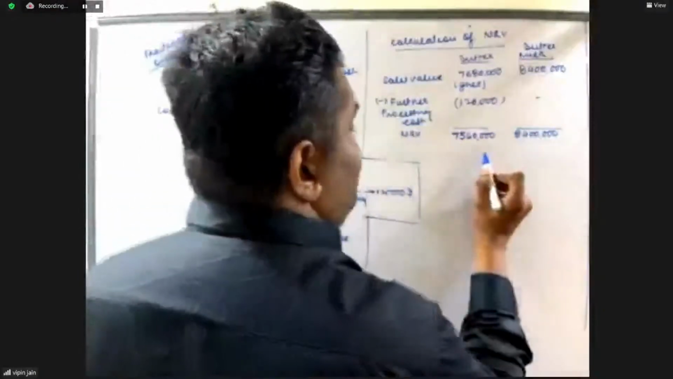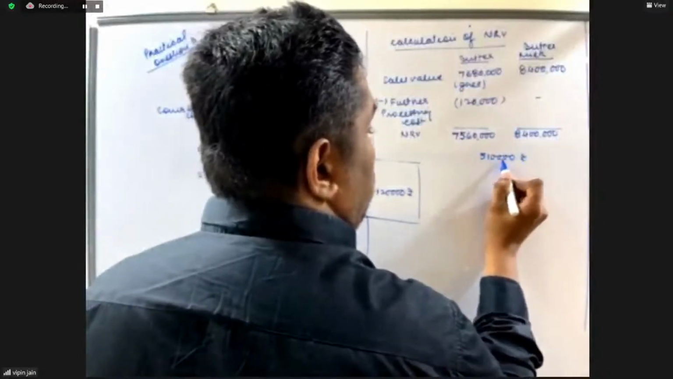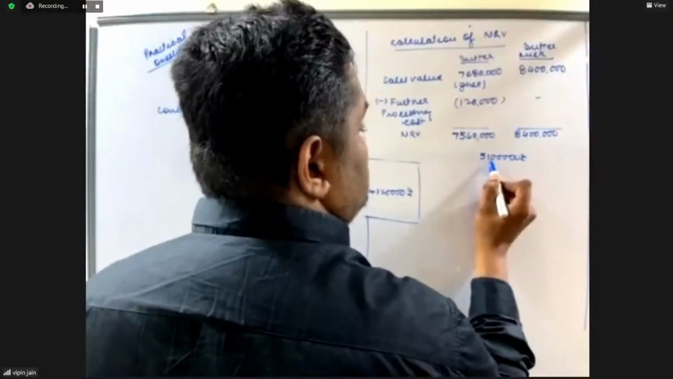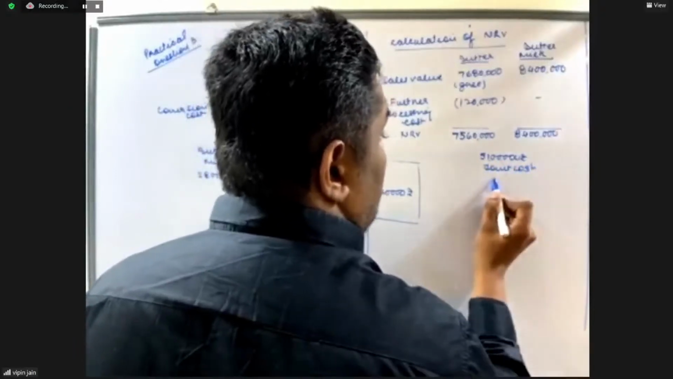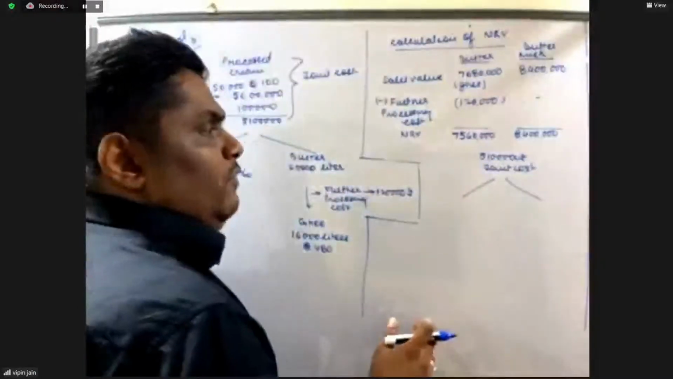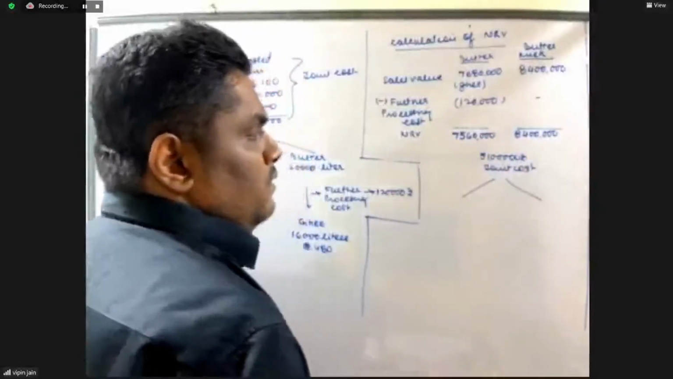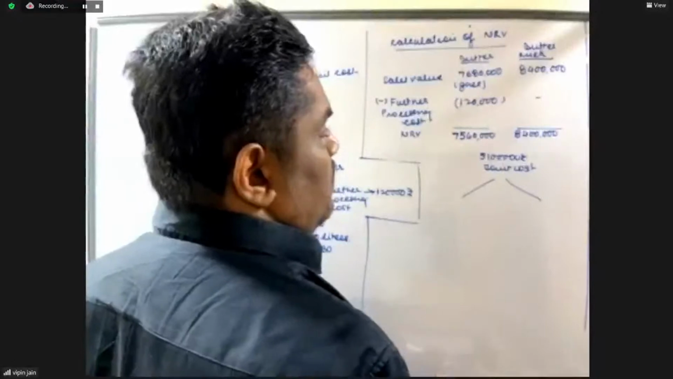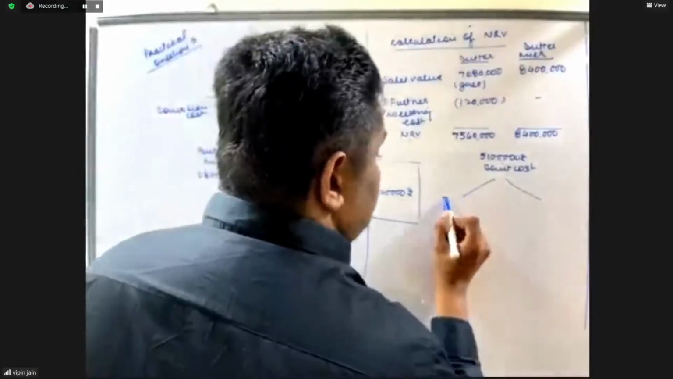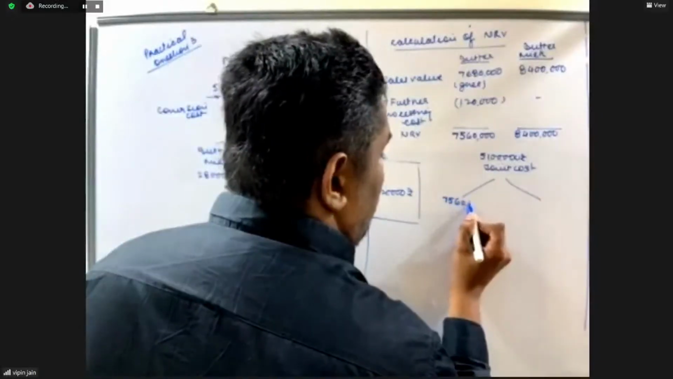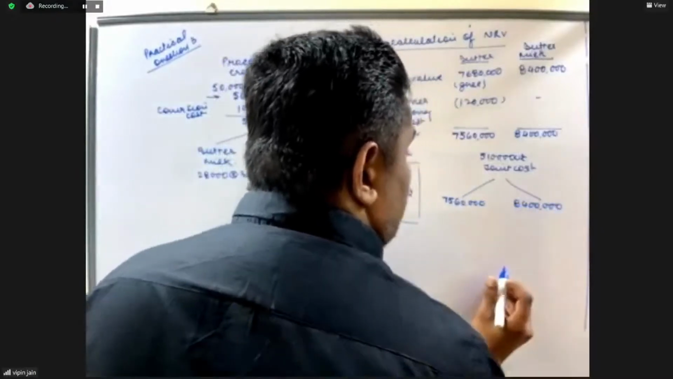So my joint cost of 51 lakh is to be distributed in the ratio of 75 lakh 60,000 is to 84 lakh. So it is to be distributed in the ratio of 75 lakh is to 84 lakh.